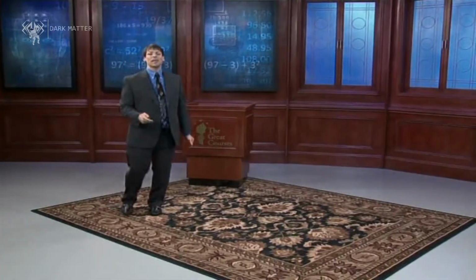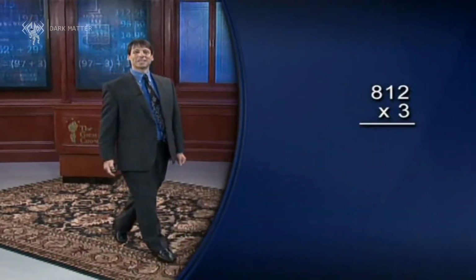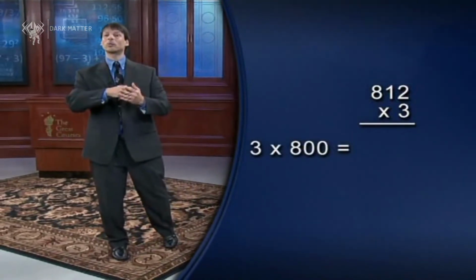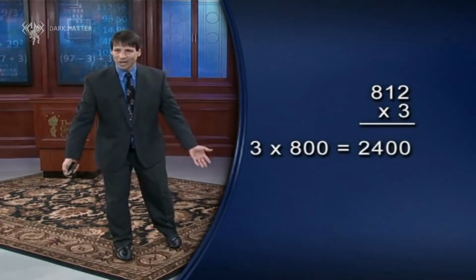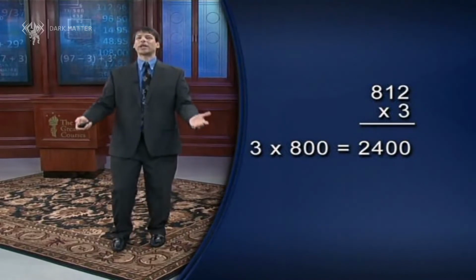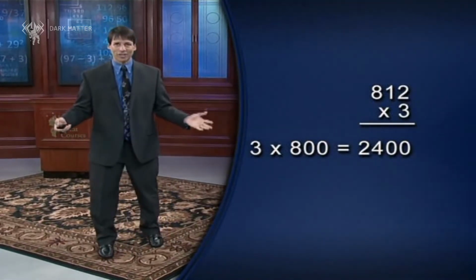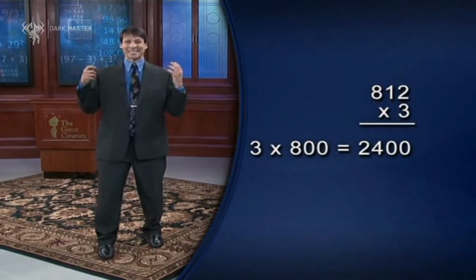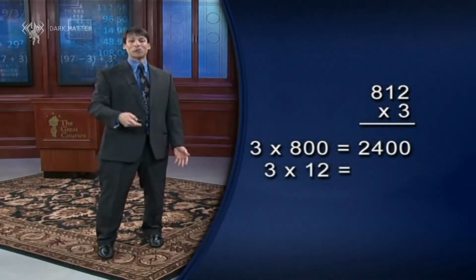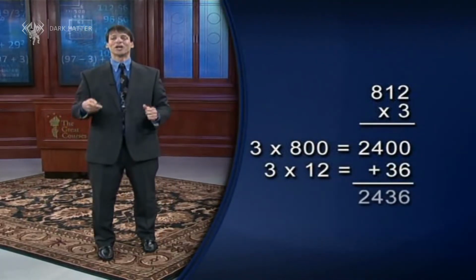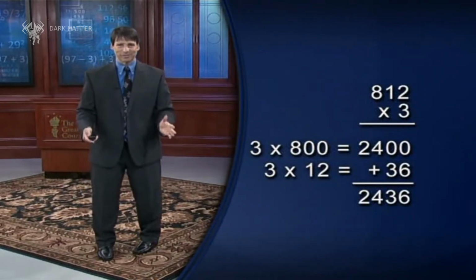Sometimes having a 1 in the middle of the problem also makes things easier, like in this next problem. Let's try 812 times 3. We start on the left with 3 times 800, which is 2,400. Now go ahead and say the 2,400. I know that 3 times 12 is going to be under 100, so I can say 2,400. Next we do 3 times 12, which is 36, and there's your answer, 2,436.